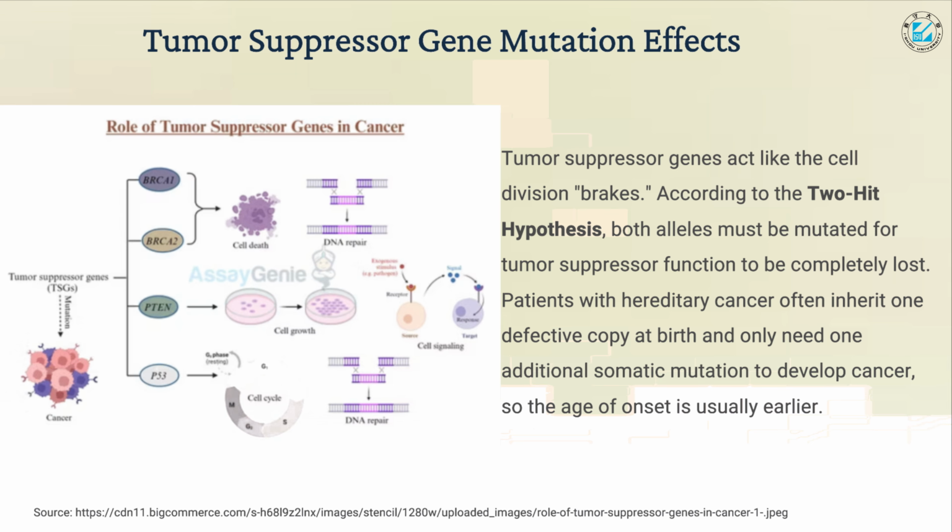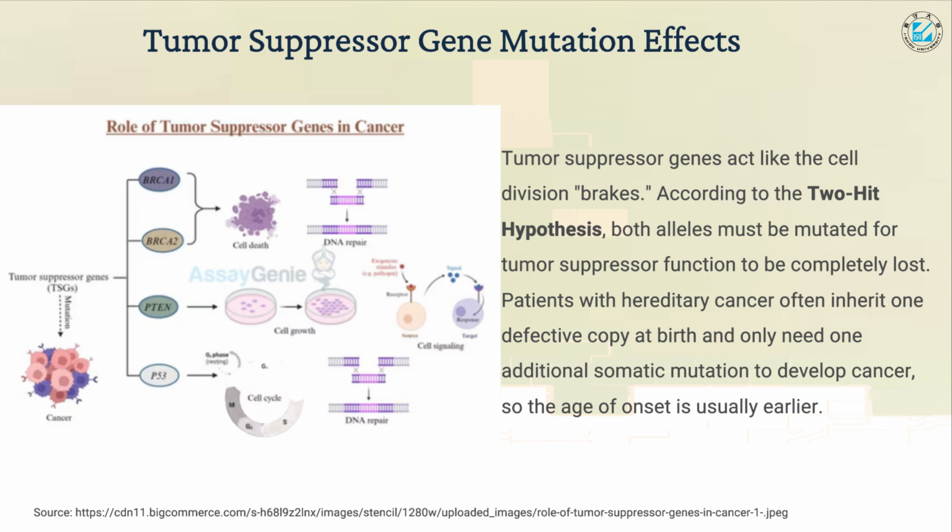In contrast, sporadic cancer requires both hits to occur during a person's lifetime in the same cell lineage. This concept is very important for understanding inherited cancer susceptibility, genetic counseling, and the cancer screening strategy.